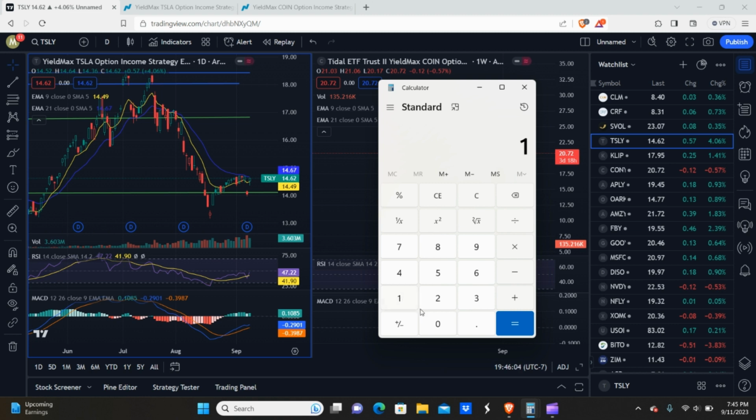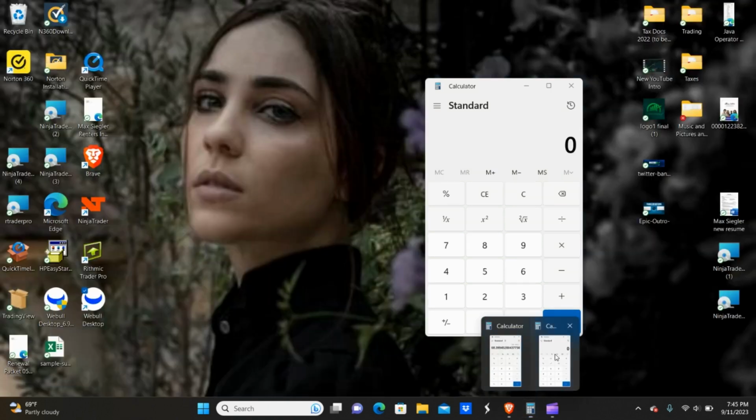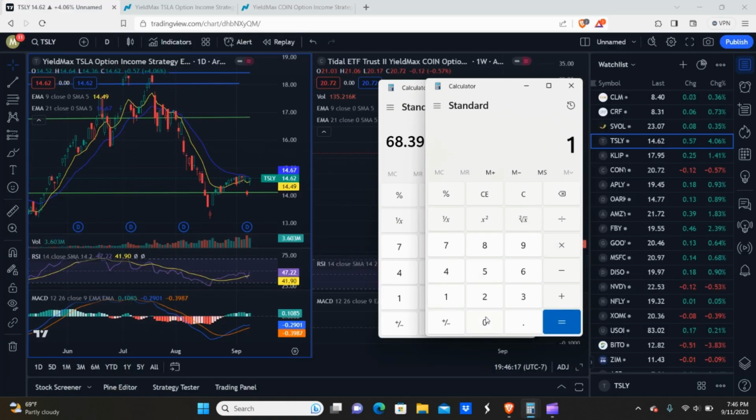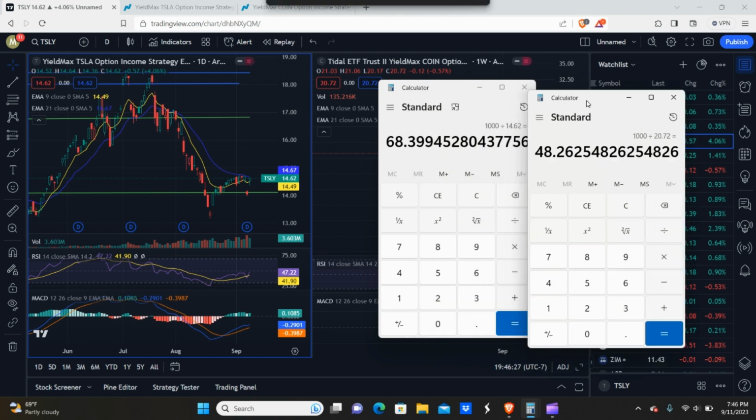So we'll say you bought $1,000 worth of TSLY and you paid a price of $14.62. You get 68 shares for your $1,000. And on CONY, you paid the same $1,000, but you have to pay more for these shares because they're more expensive. So instead, you would get 48 shares.